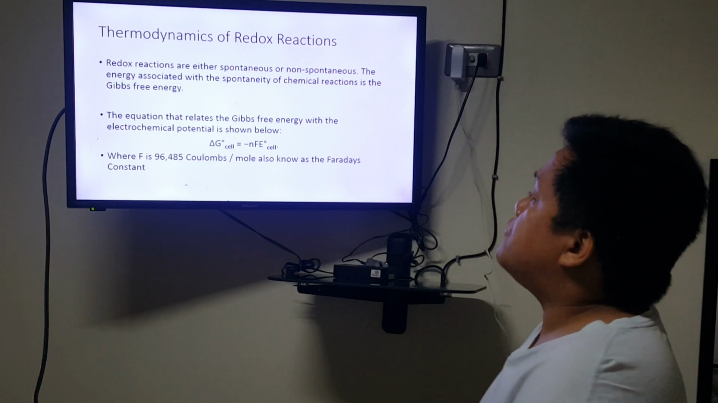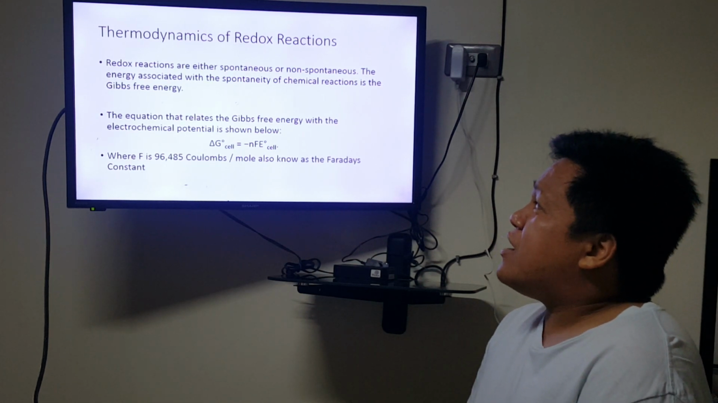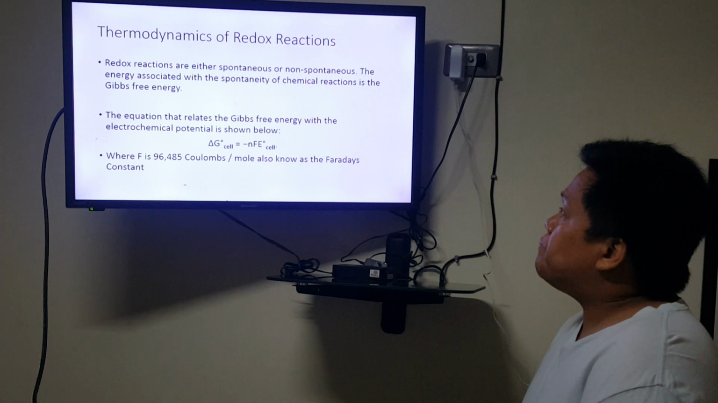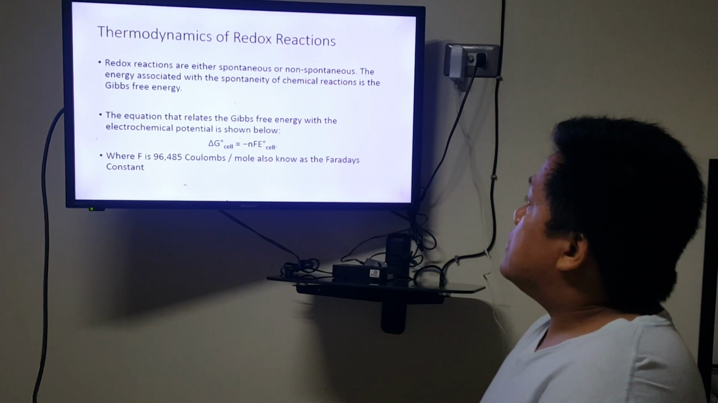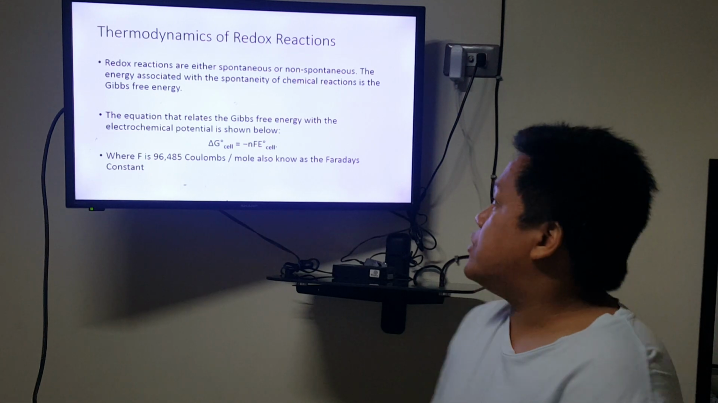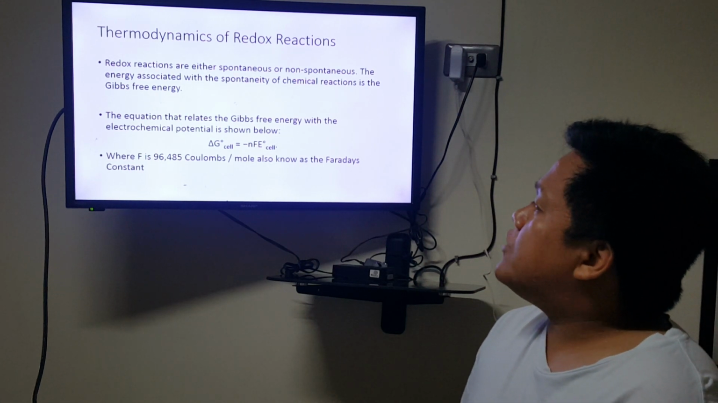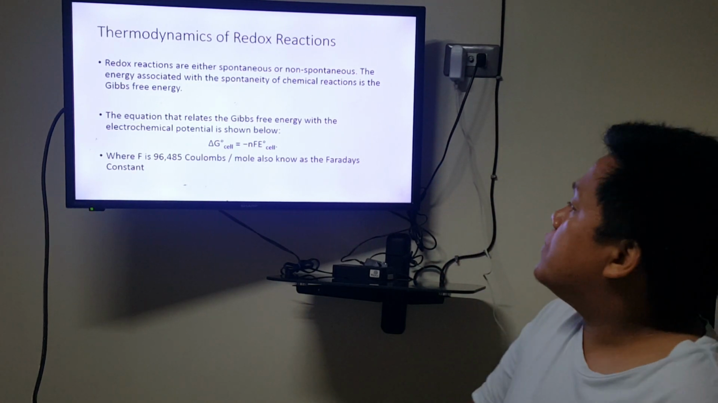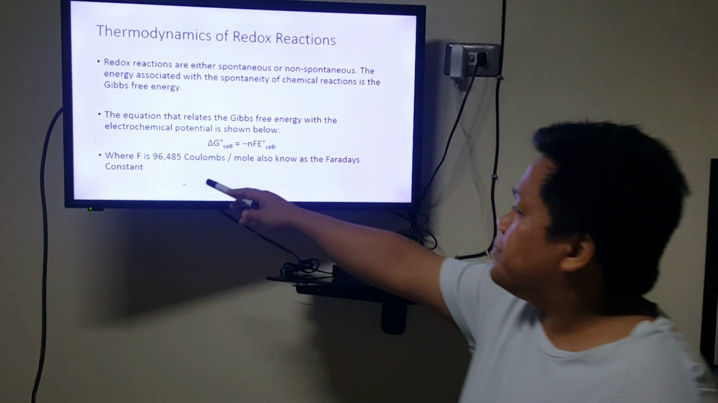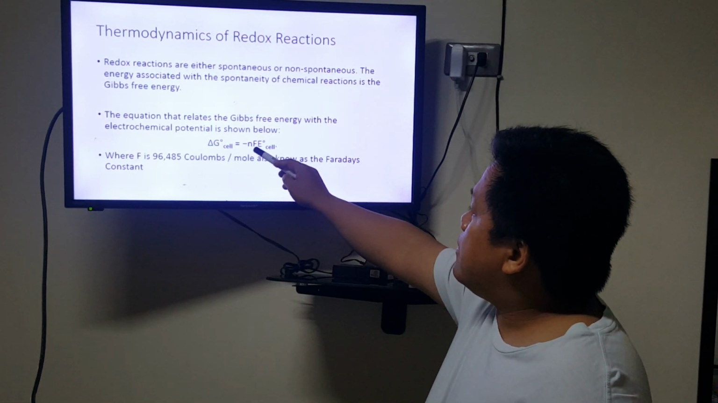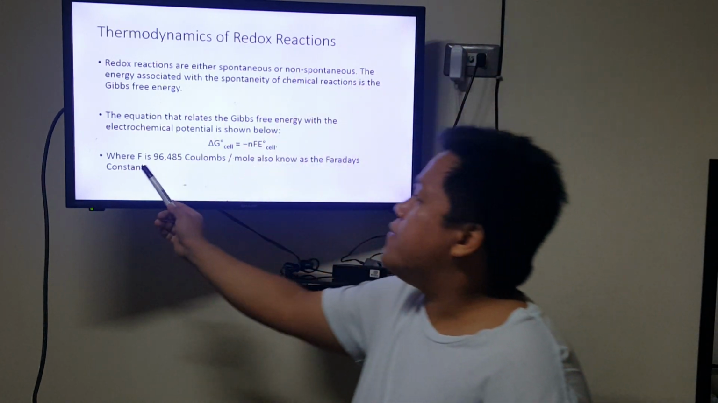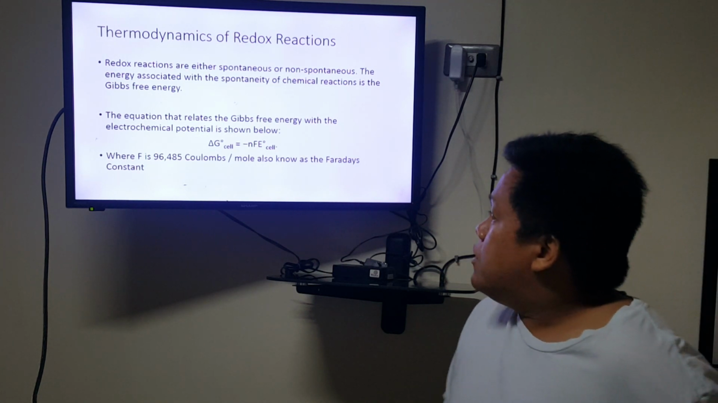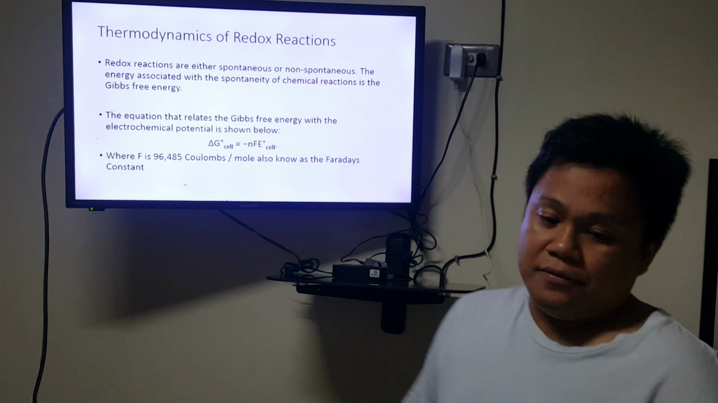Thermodynamics of redox reactions. Redox reactions are either spontaneous or non-spontaneous. The energy associated with the spontaneity of a chemical reaction is the Gibbs free energy. The equation that relates the Gibbs free energy with the electrochemical potential is shown below: ΔG cell = -nFE cell, where F is 96,485 coulombs per mole, also known as Faraday's constant.